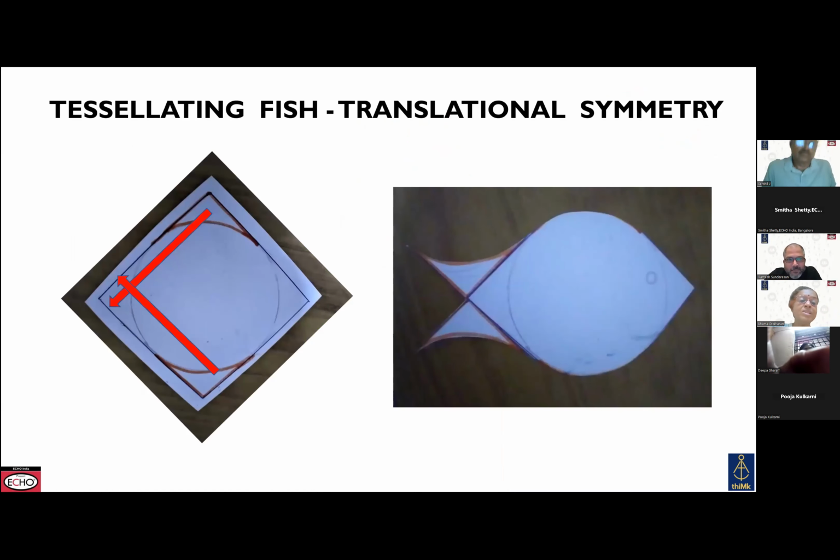So over here, this one, as we can see, it will have a translation symmetry. What I have done here is I have taken a square and embedded a circle inside and cut these two small pieces shown in dark brown, and then slid them to the opposite two ends, as shown by the red arrow. And then you get this fish kind of tessellating tile.